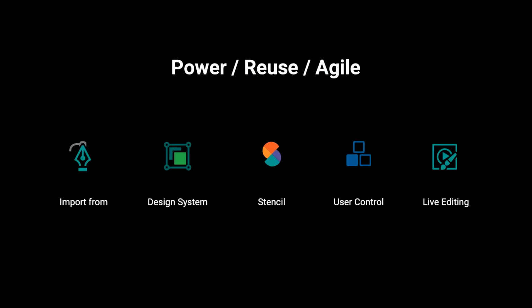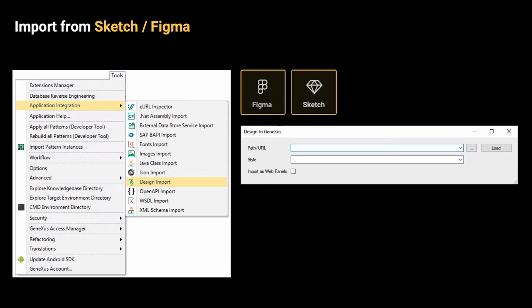So: input from design systems, stencils, user controls, and live editing. First and foremost, we have the input from design tools, which is integrated in GeneXus. It allows us to use a Figma or Sketch file created by designers to integrate all that visual language, all that knowledge into our GeneXus KB, transforming it into objects, basically. So design systems or stencils, panels, and so on.